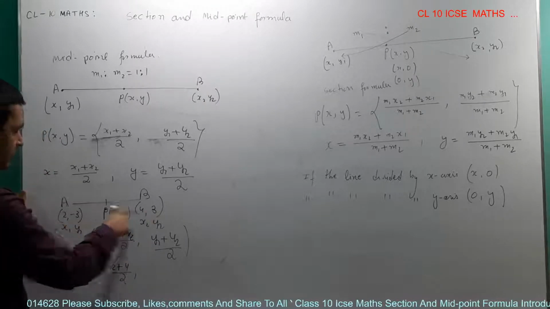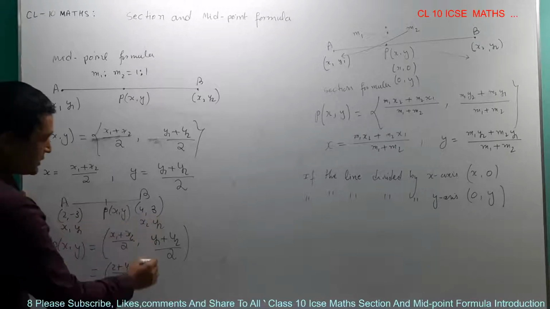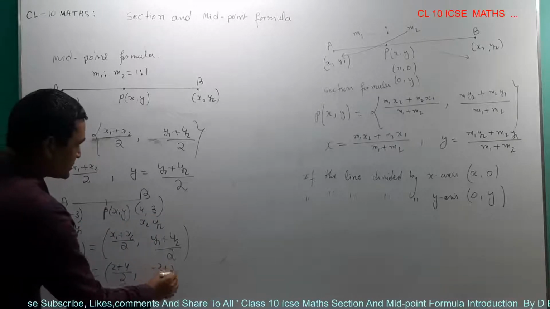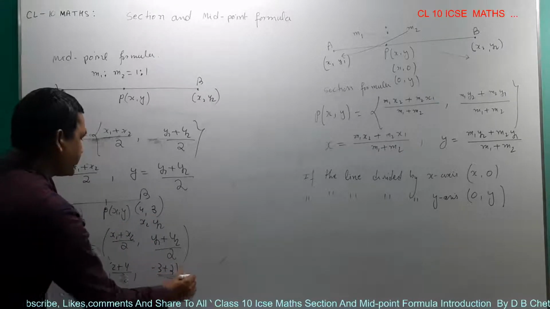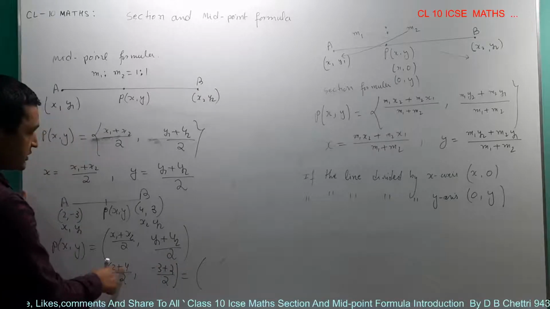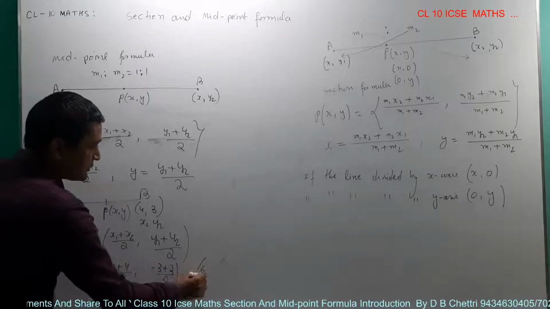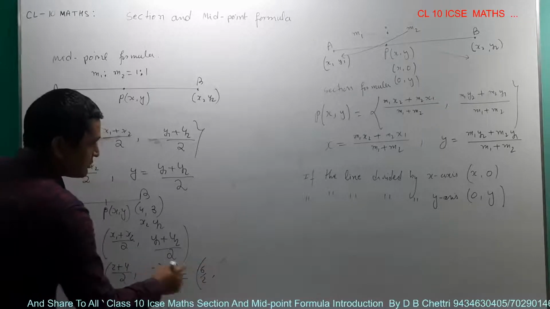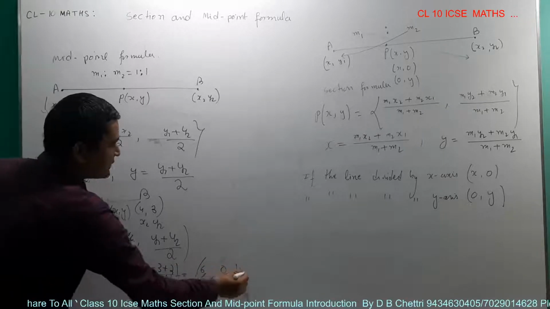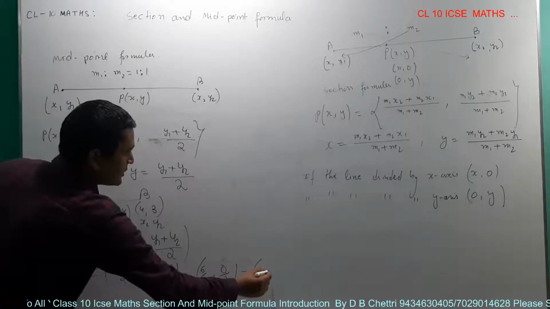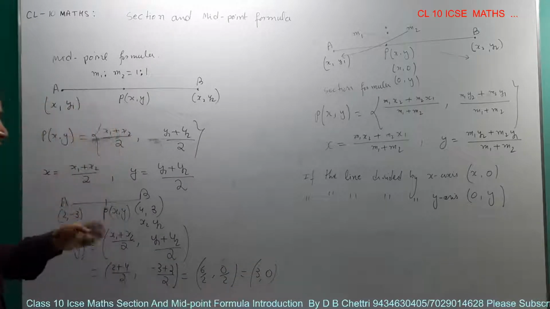Y plus y, minus 3 plus 3, divided by 2. Then let's simplify: 2 plus 4 is 6, divided by 2. Then minus 3 plus 3 is 0, divided by 2. Then what is the final coordinate of the midpoint? (3, 0).